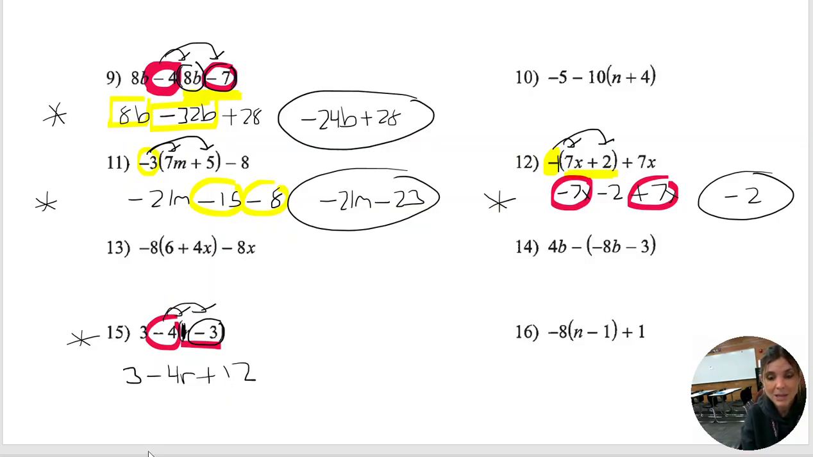Then I have my 3. I'm going to combine my like terms. I have to make sure to remember that the sign in front of the number is attached to it. So this is a negative 4r, and then I'm going to combine my like terms. This is going to be a 3 and a positive 12, which makes a positive 15.